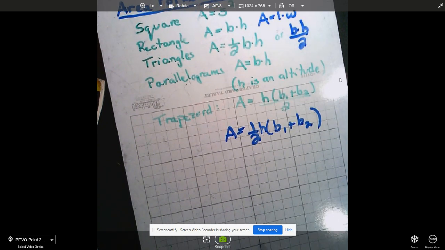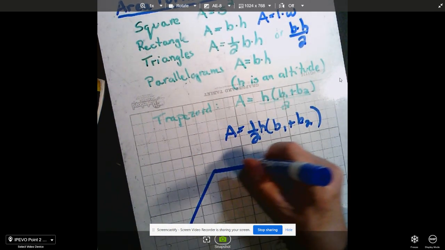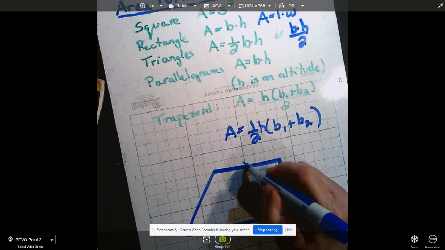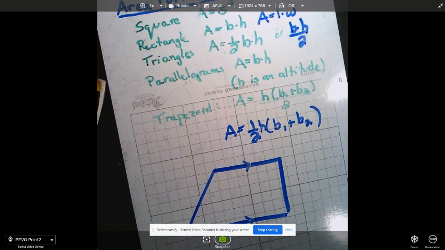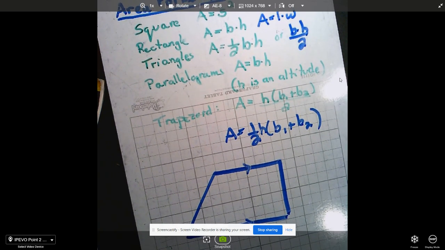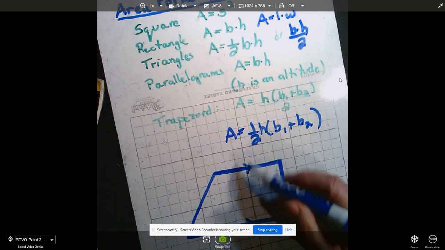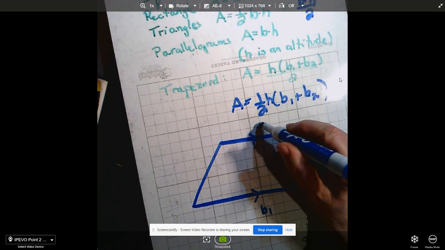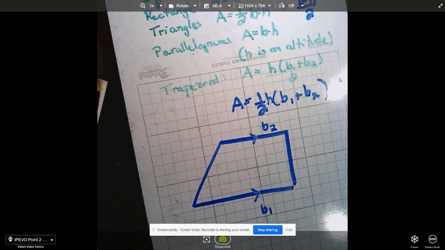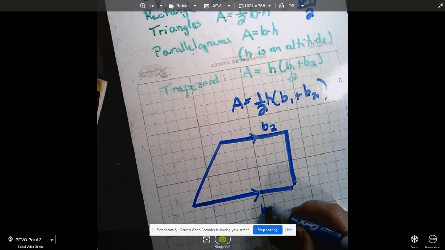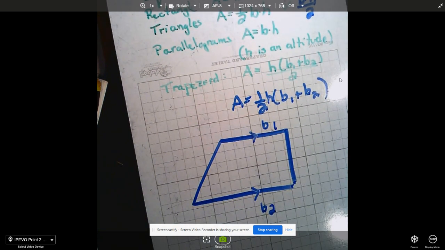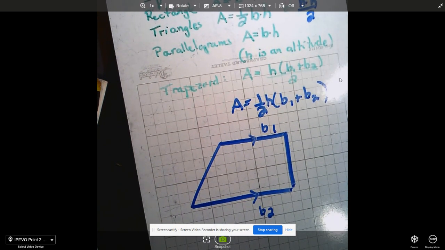So now you have a trapezoid. And if you remember what a trapezoid looks like, it has one pair of parallel sides. And what you're going to do is these parallel sides are called your bases. So this could be like base 1, and this here could be base 2. It doesn't really matter. You could just as easily call this one base 2 and base 1. It doesn't really matter because you're just adding them together anyways.